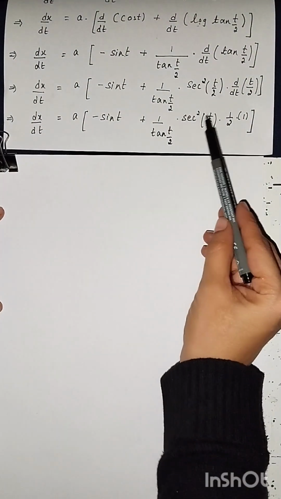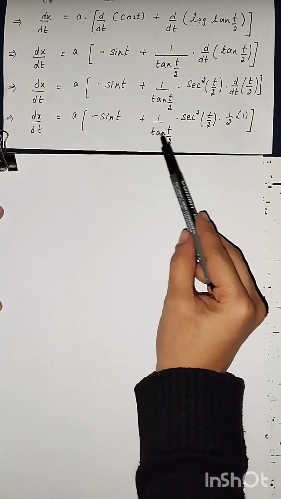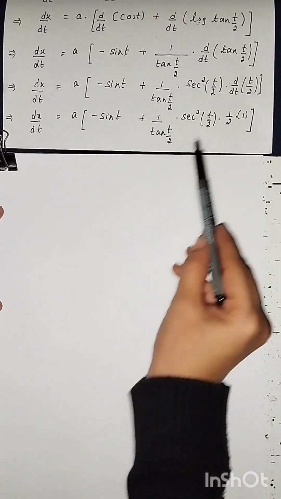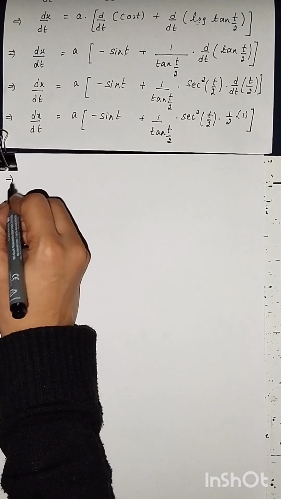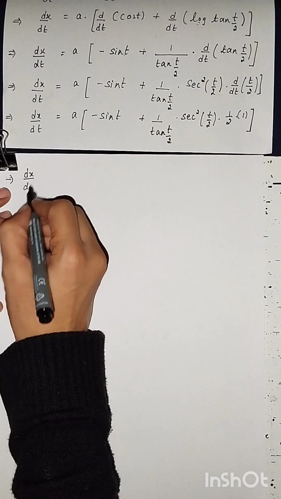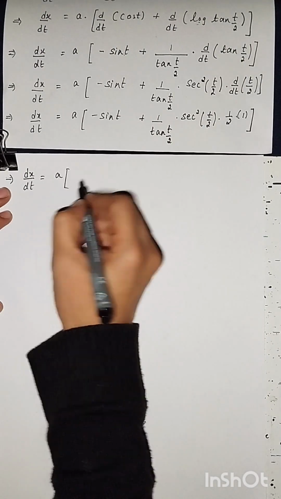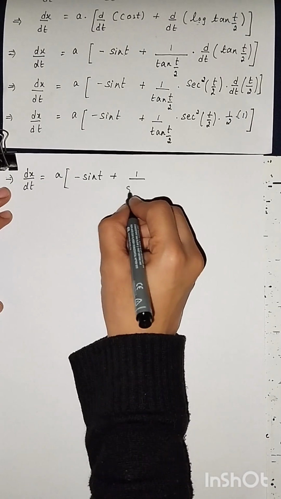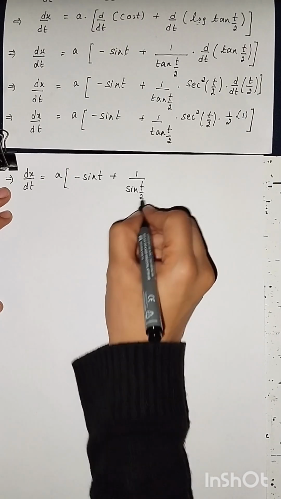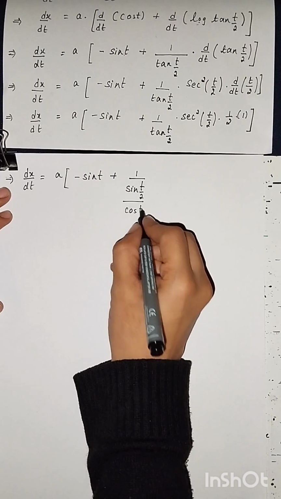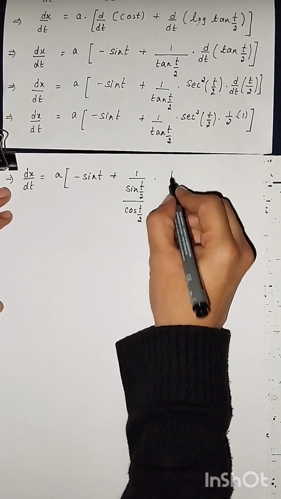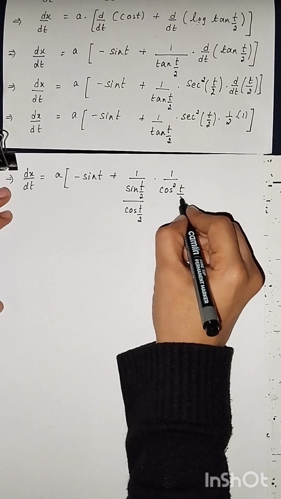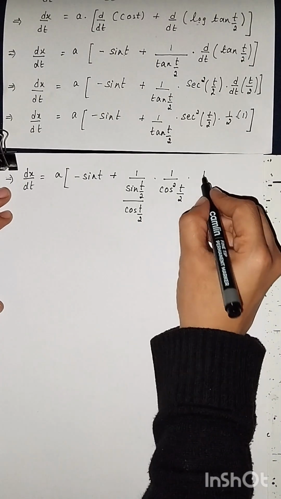So we know there is a connection between secant and tan: tan is sine by cos and secant is 1 by cos. So we will simplify this part here. This implies dx by dt is equal to a into minus sin t plus 1 divided by (sin t by 2 divided by cos t by 2) into secant square, which can be written as 1 by cos square t by 2, into 1 by 2.